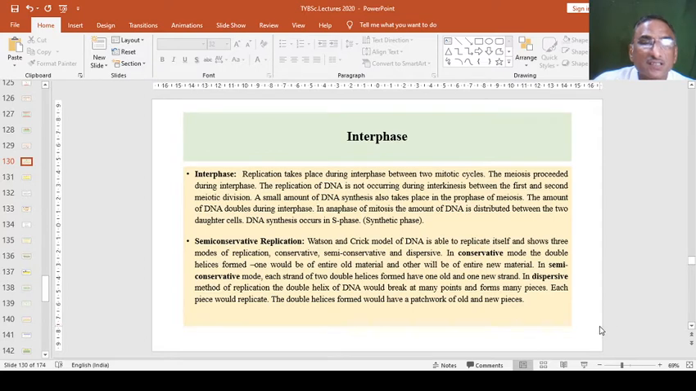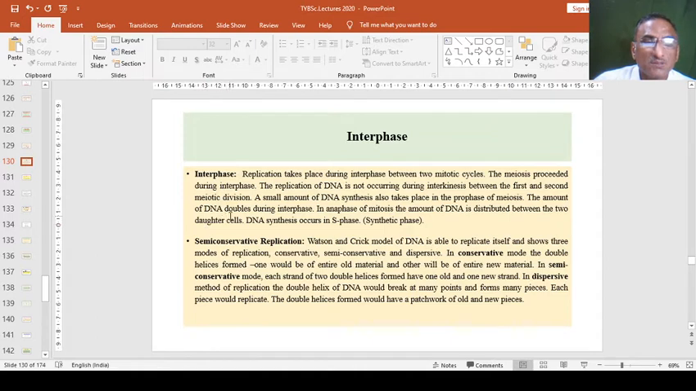Next, interphase. Replication takes place during interphase between two mitotic cycles. Meiosis is also preceded by interphase. The replication of DNA does not occur during interkinesis between the first and second meiotic division. A small amount of DNA synthesis also takes place in the prophase of meiosis.